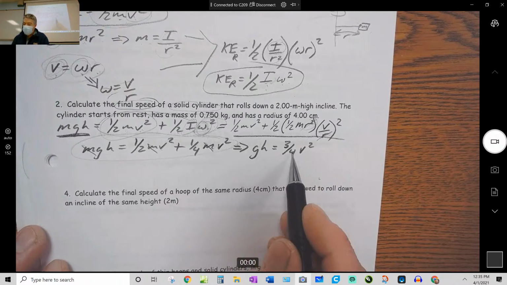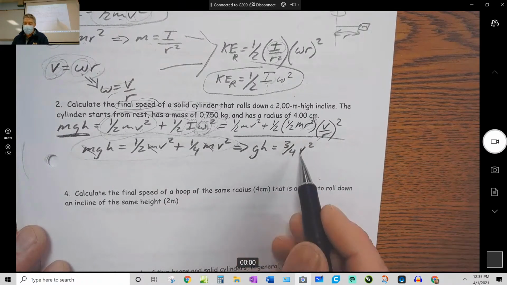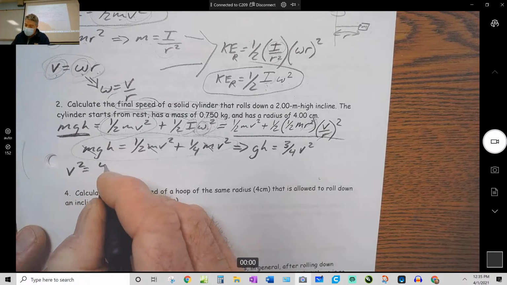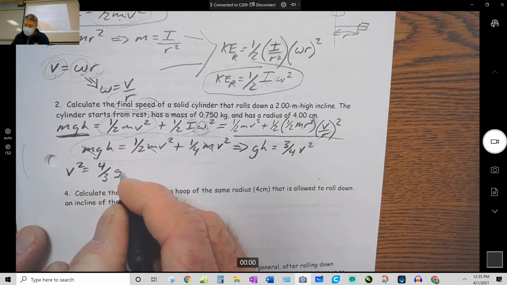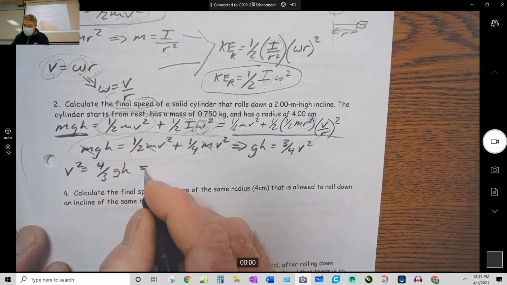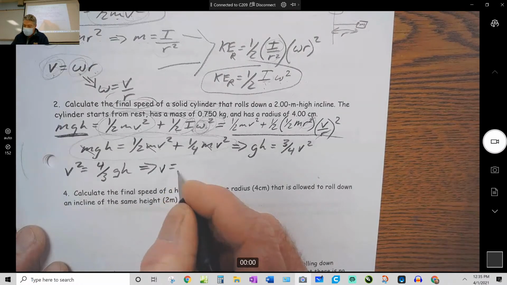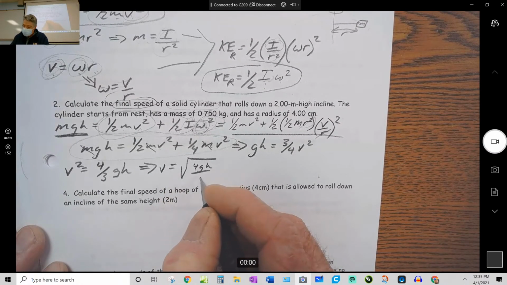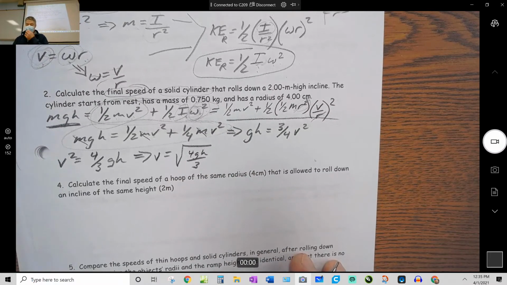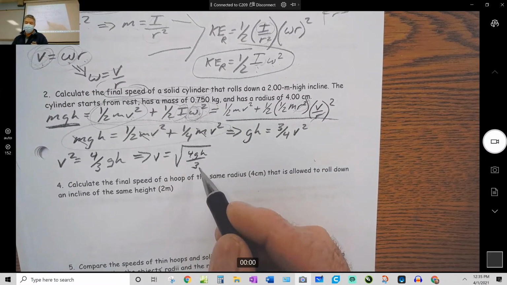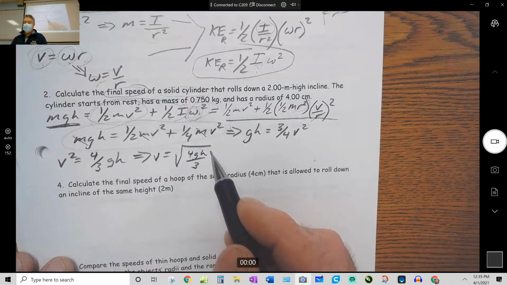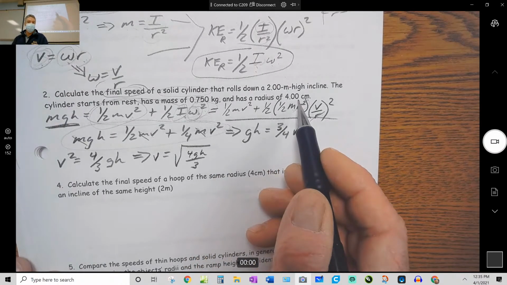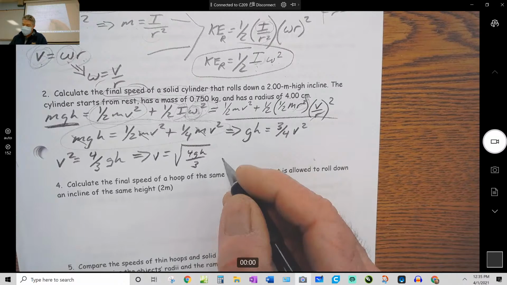So from there I can multiply both sides by 4 and divide both sides by 3, and that gives me v squared equals 4/3 gh, or v equals the square root of 4gh over 3. So this wouldn't have been nearly so nice or easy. I mean, we'd have to do a lot more math if I had plugged in m in the beginning and plugged in 2 and all that stuff. So this is much easier now.